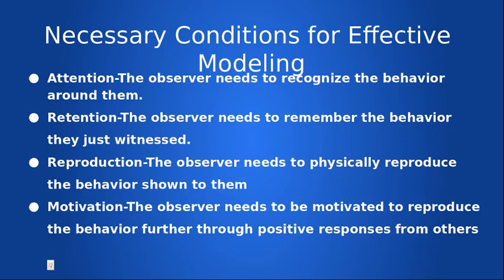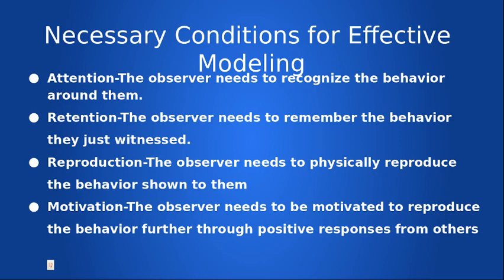There are 4 conditions that are necessary for effective modeling to take place. The first one is attention. Various factors can affect our attentiveness. This includes the relevance, complexity, distinctiveness, and functional value of the subject material. The characteristics of the student also affect attention. What kind of past reinforcement do they have? Their sensory capacities and arousal level both affect their attention.